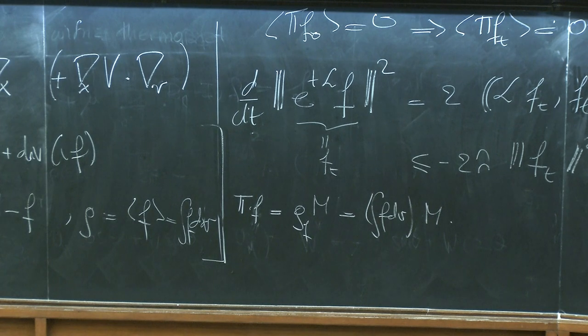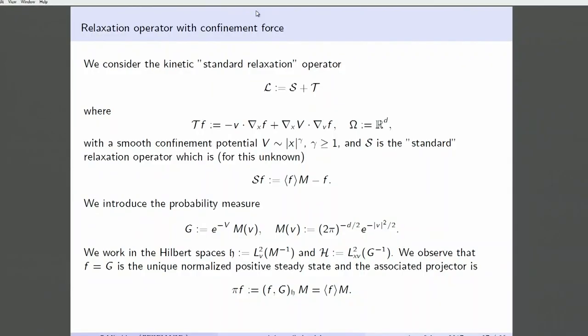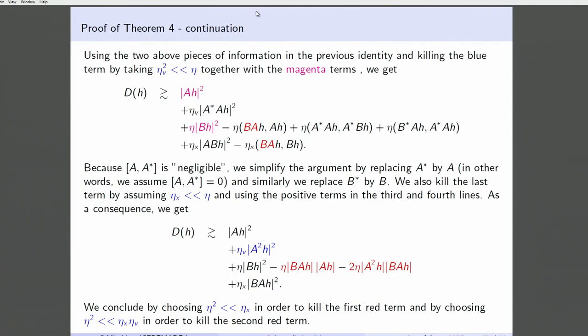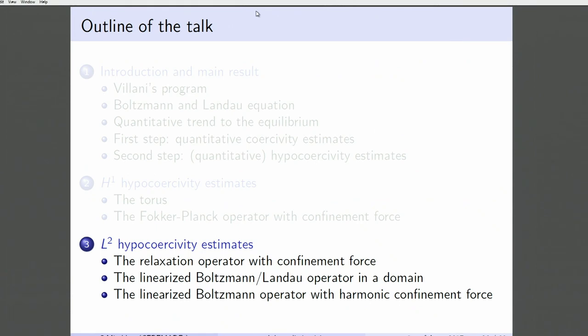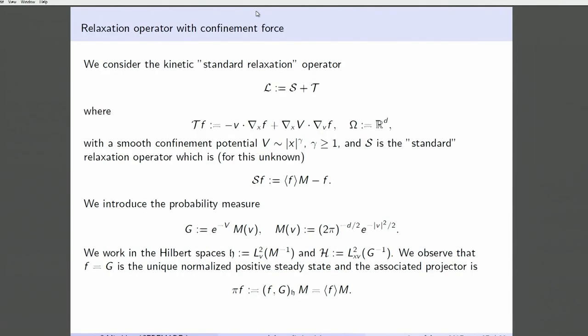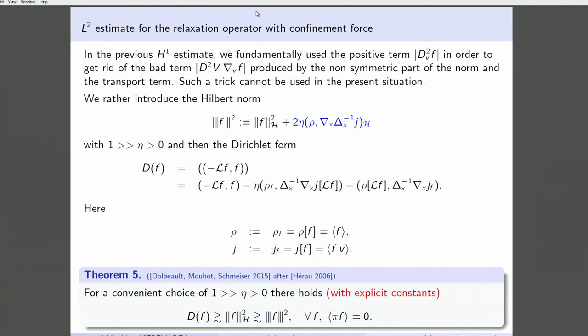So the problem here is that, of course, this operator has no regularity effect in the V variable. So the key term in order to control that bad term was to use the a square h to the square, and we cannot hope to get something similar for the relaxation operator. So the idea is to consider a modification of the L2 norm.